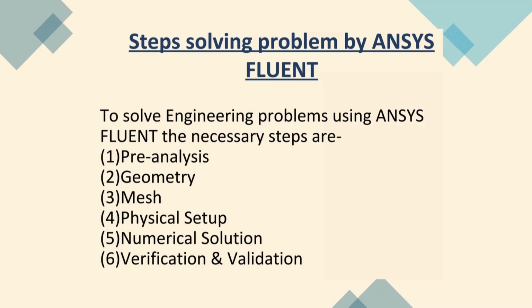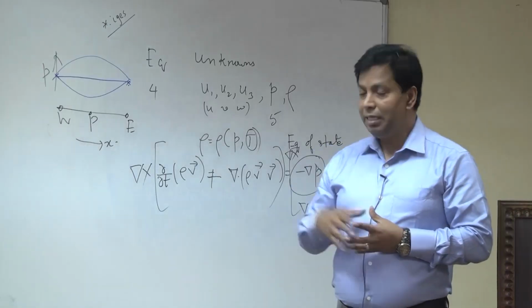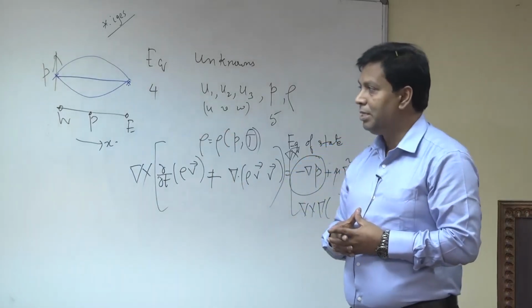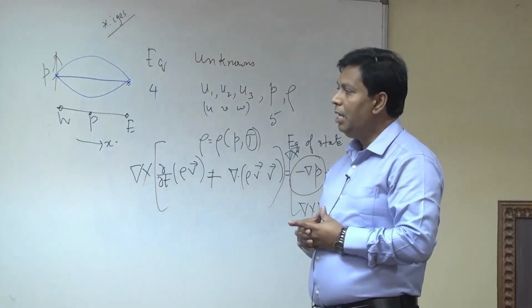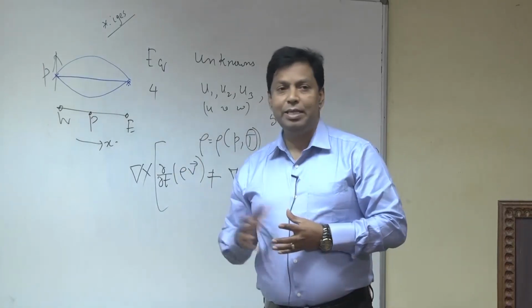Once you create the geometry, you just bring the geometry to meshing. And then you apply the mesh. ICEM is very good for hexa mesh or rectangular or square mesh. But if you have a very complex mesh like a tetrahedral mesh or some other mesh, I think the Ansys meshing system can do that. And after that, you need to do the physical setup.